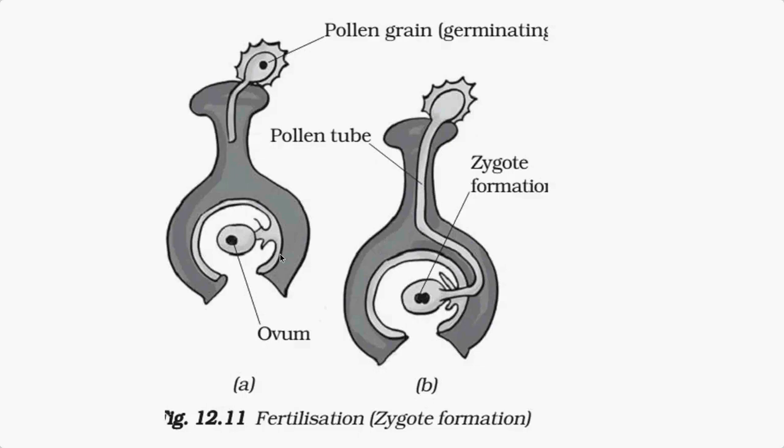Very good. Germinating. What does the pollen grain develop? Your first point is correct. Pollen grains on the stigma develop pollen tubes. Very good. Then the pollen tube reaches where? The pollen tube carries the male reproductive cell, ma'am. Okay. The pollen tube reaches the ovary. Very nice.